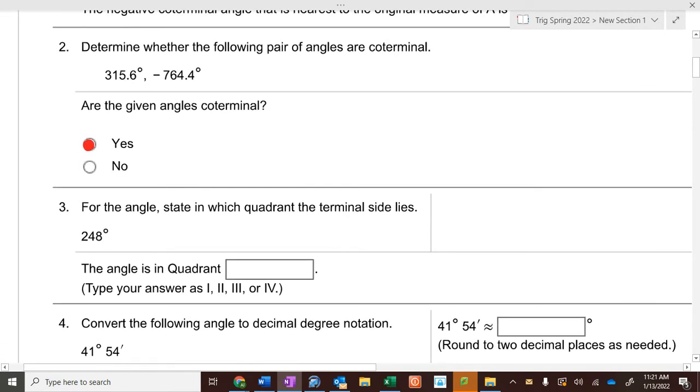248 degrees. Where on the coordinate system is 248 degrees? Quadrant 3. Because this is 180, this is 270. 248 is somewhere in between 180 and 270.